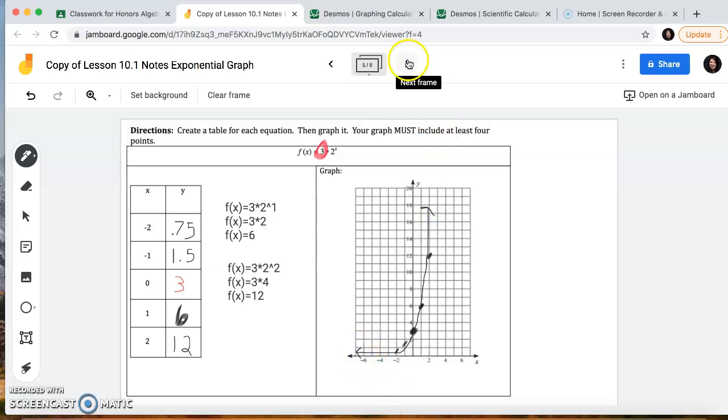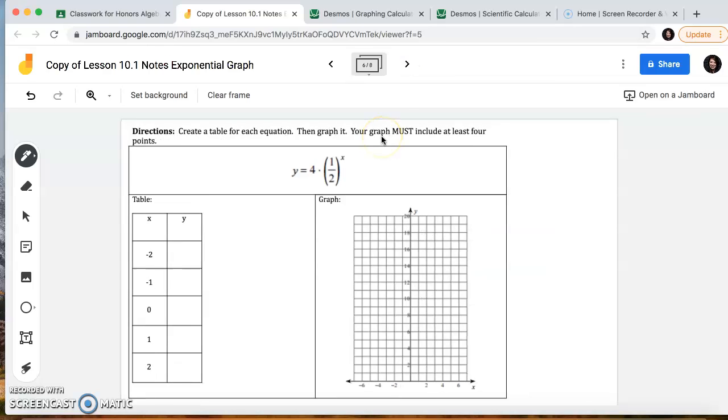All right, then our next graph, same idea, but this time we have a 1/2. So we know our y-intercept is going to be 4. So that's our y-intercept. And if you want to go ahead and graph it, you can. Okay, and then we want to just plug things in. So if we plug in a 1 here, 4 times 1/2, that's going to be 2.